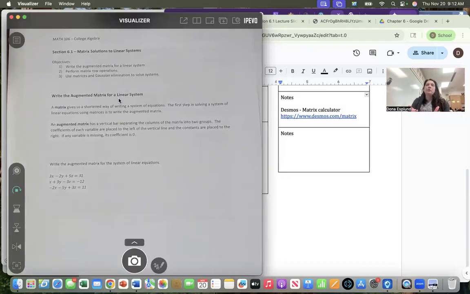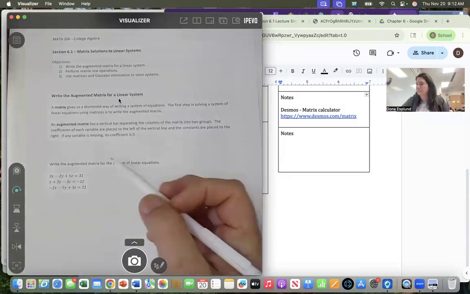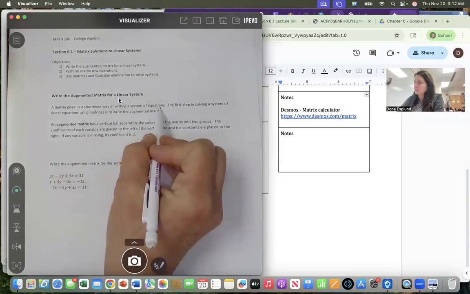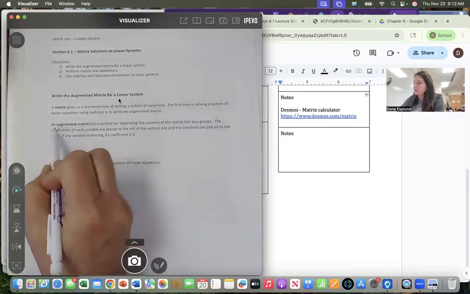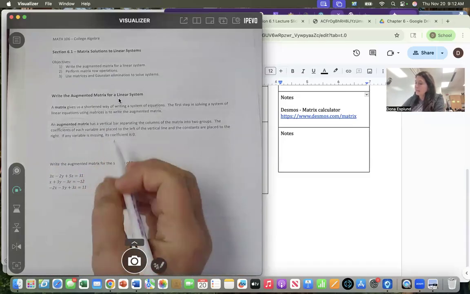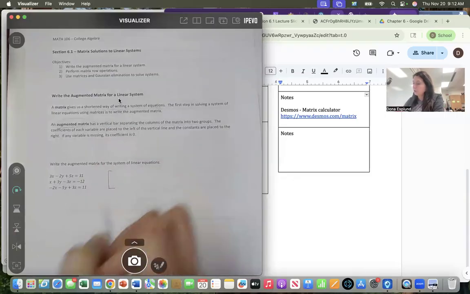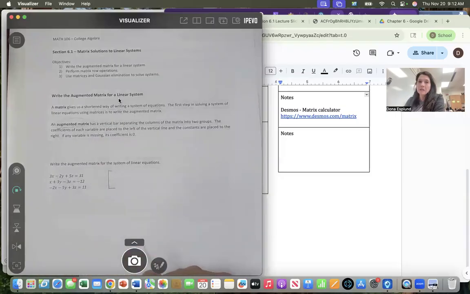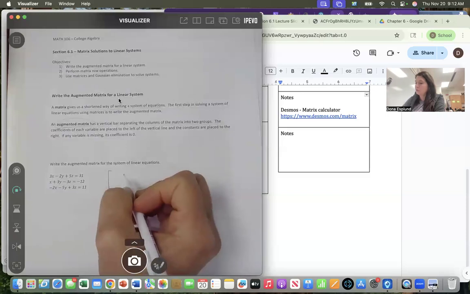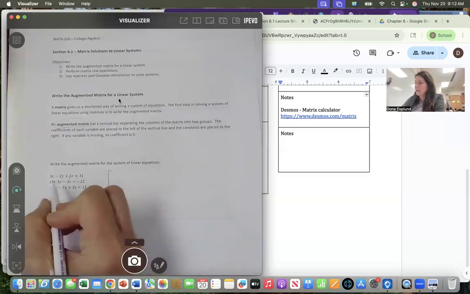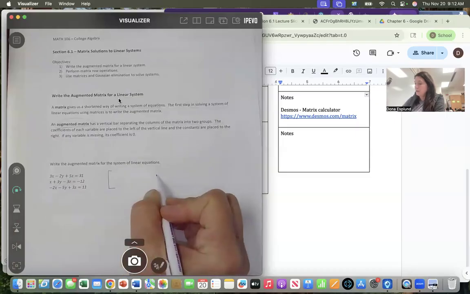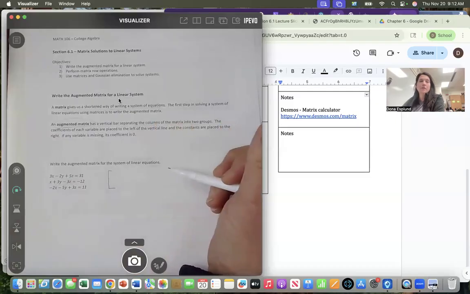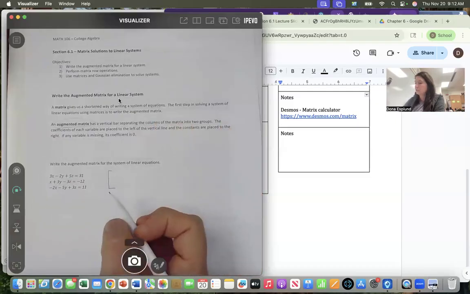So the first thing we want to do is know how to put a system into matrix form. A matrix is just the shortened way to write the system of equations. When we talk about an augmented matrix, we write it with a vertical bar. Every equation will be a row, and the columns will be the x, the y, and the z, depending on your variables, plus the solution that it's equal to.